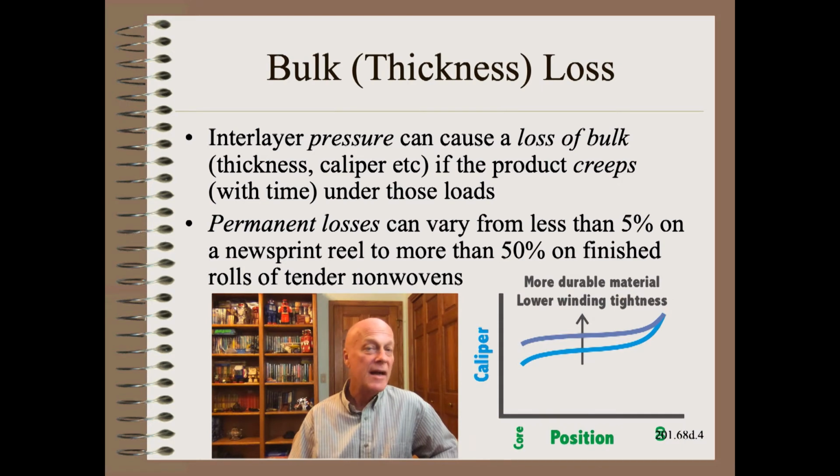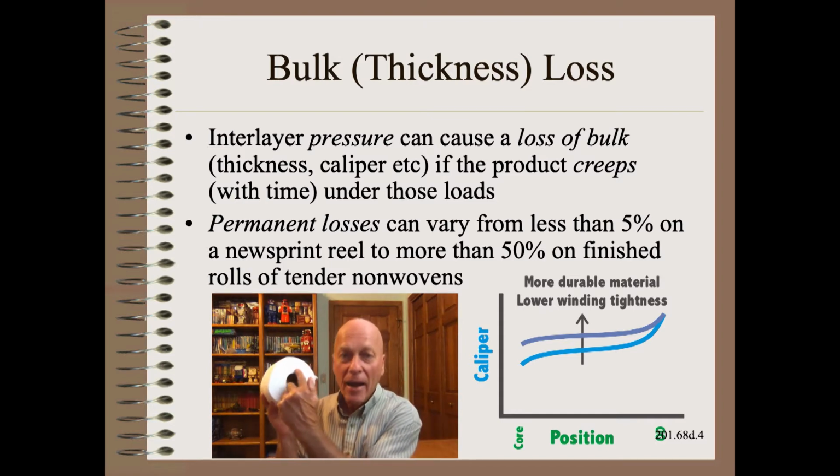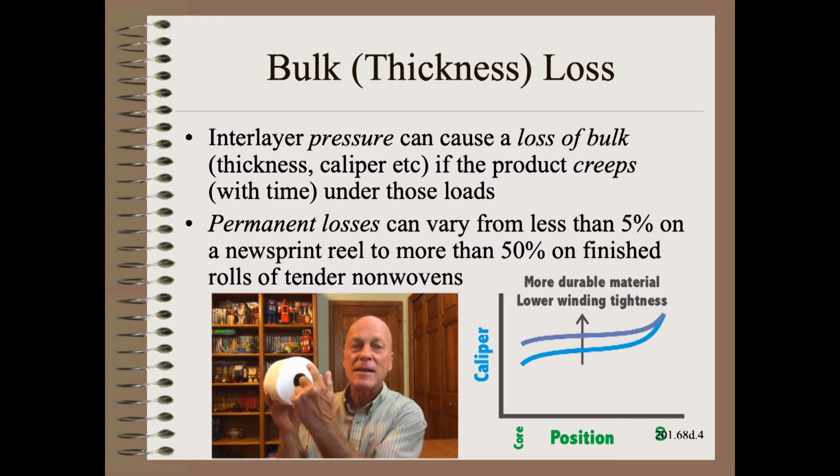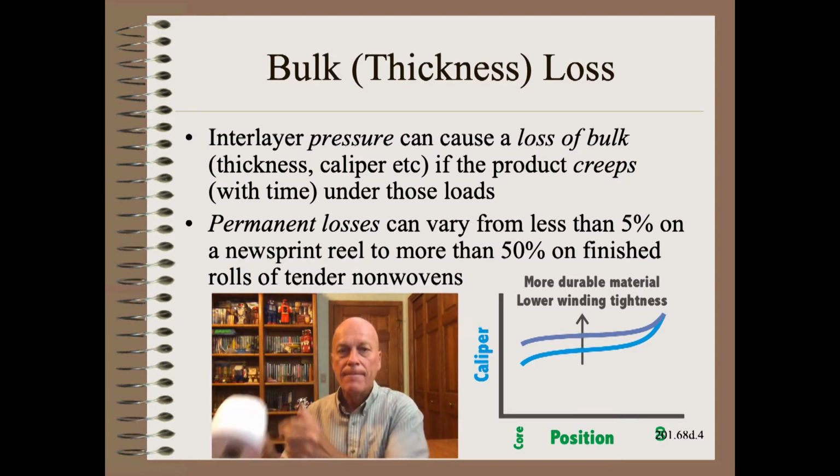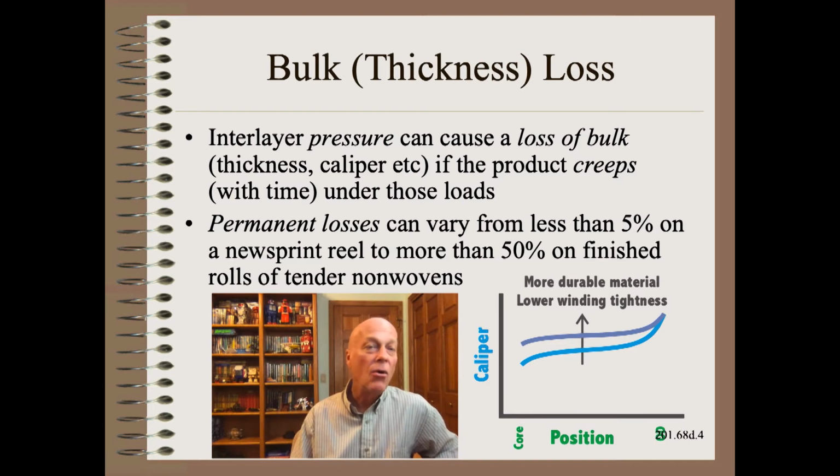If the web is tender and yields under ZD pressures, then it must have more thickness loss at the core, less in the middle, and no loss at the outside. Thus, not only are the desirable properties of absorbent capacity, insulation, or thickness lost, they are uneven throughout the roll.